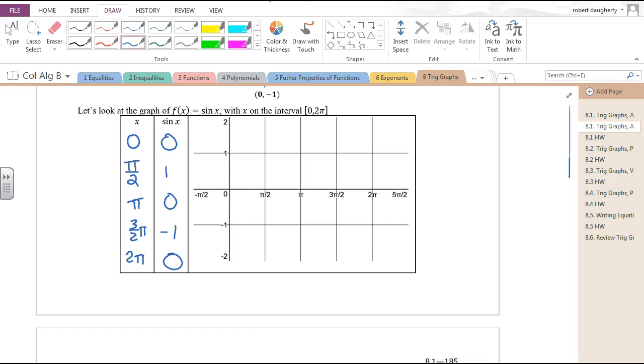Okay? So what you see here, this is my x-axis, and up here is my y-axis. So I'm just going to plot these points. Okay? The point 0, 0, that's this point right here. What point do I plot at pi over 2? Pi over 2, 1. So pi over 2, 1 is this point right here. Okay, what do I plot next? Pi, 0. And then what? 3/2 pi, -1, and 2 pi, 0.